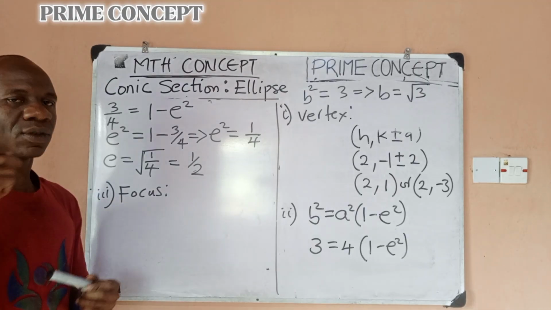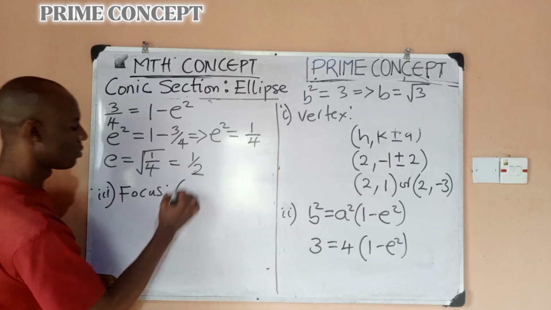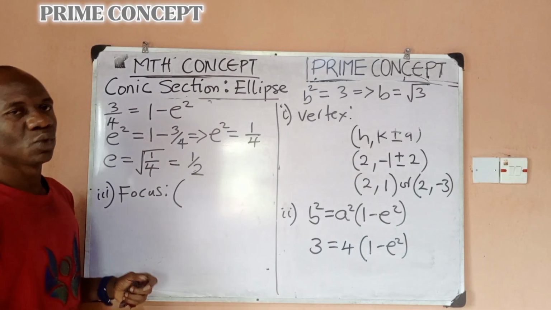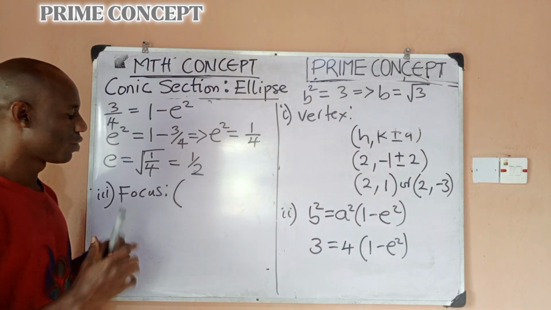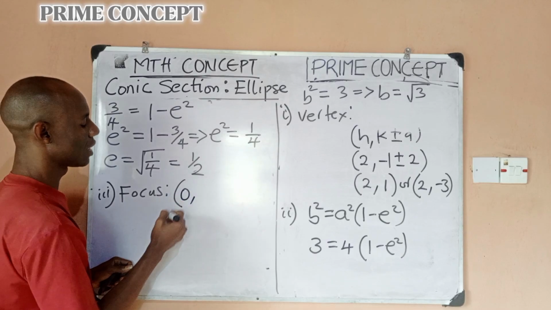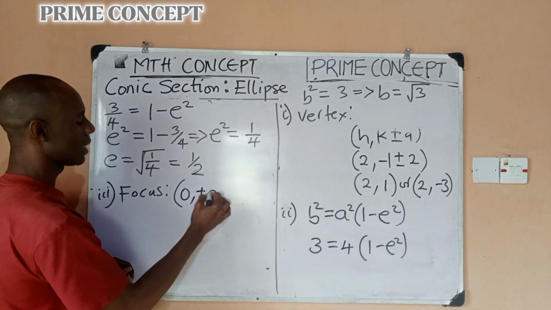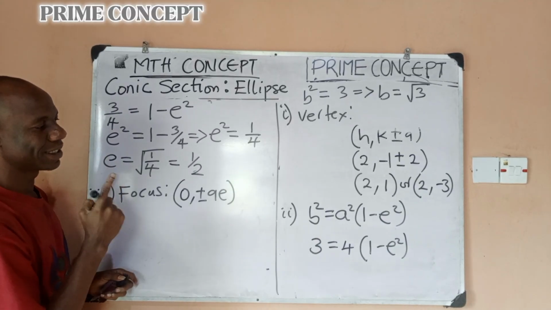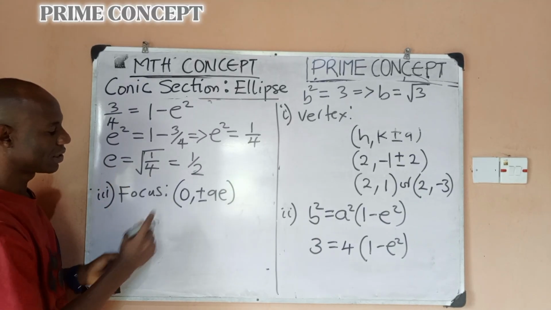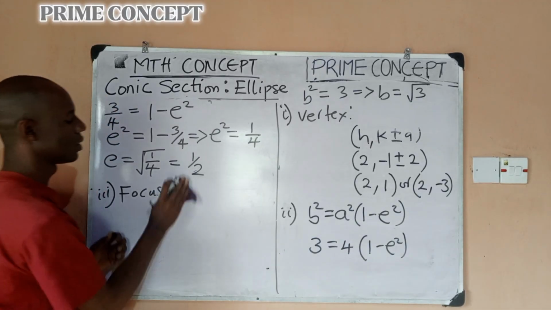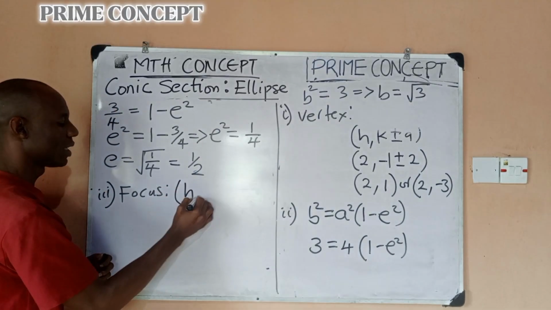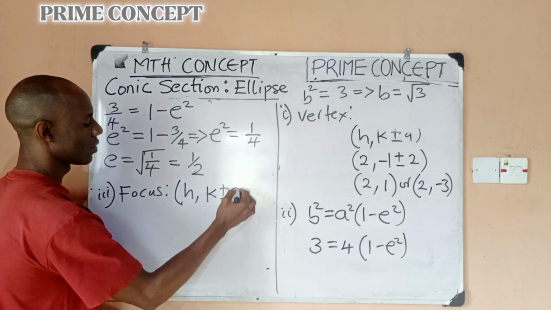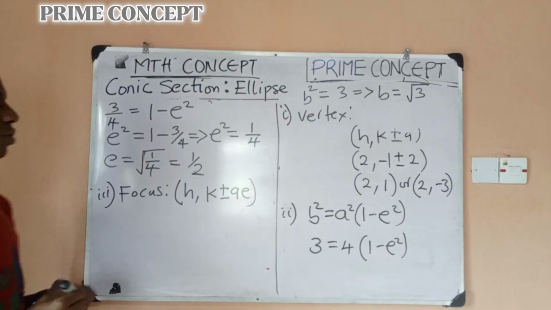Again, our focus is still going to shift from the origin. So remember, our major axis is the y-axis. Assuming we were at the origin, our focus is going to be 0, comma, plus or minus AE. But since we are shifting from the origin by the value given by the center, our focus now, instead of starting from 0, is going to be h, comma, k plus or minus AE. So this is what my focus is going to be.